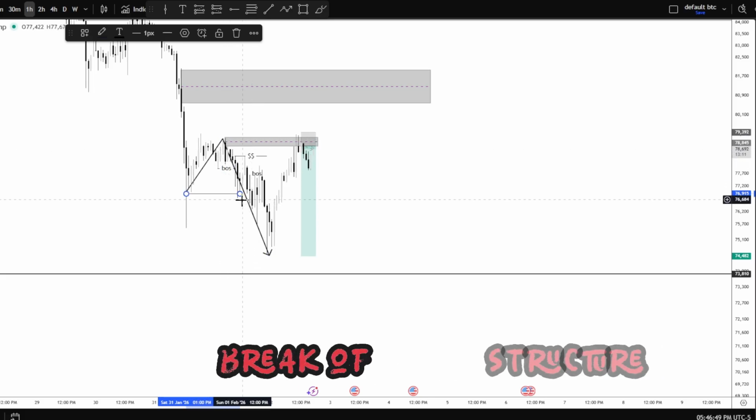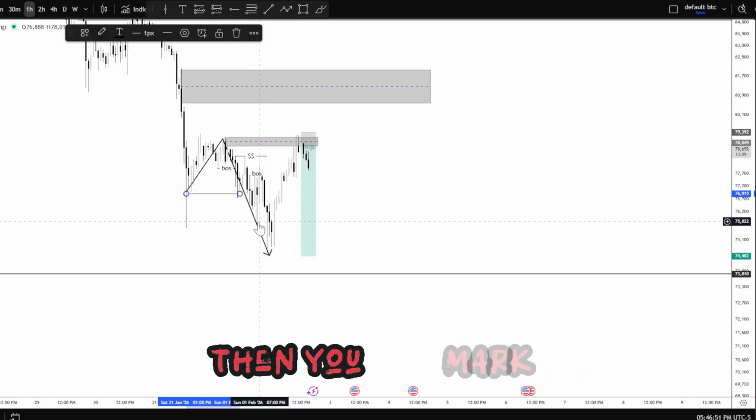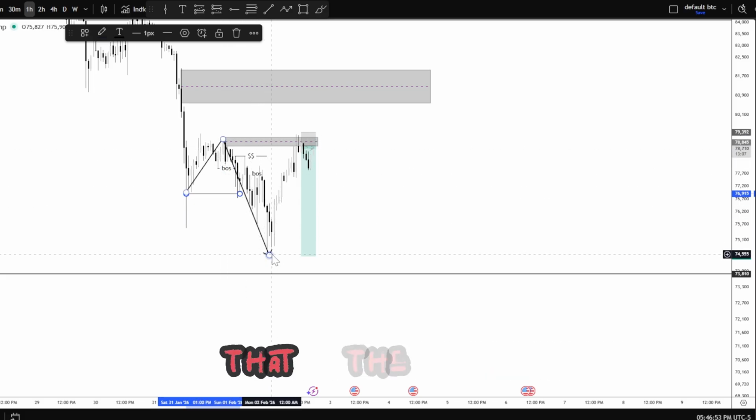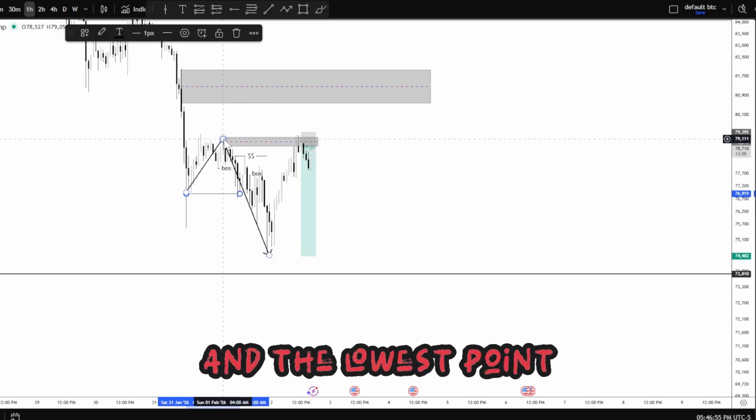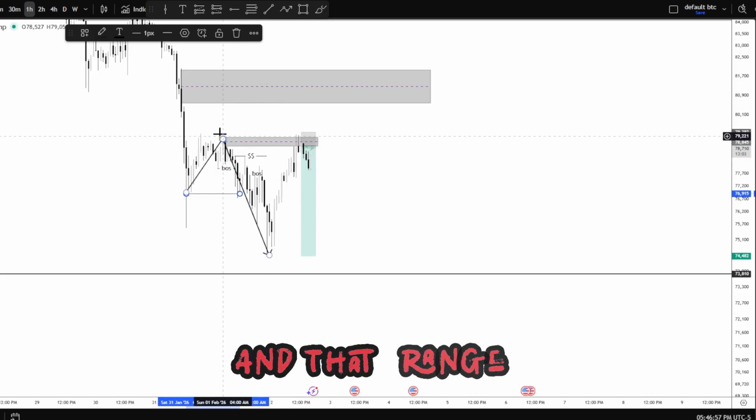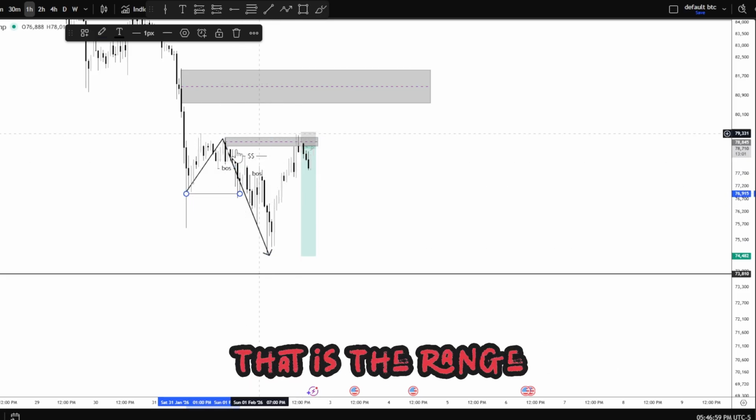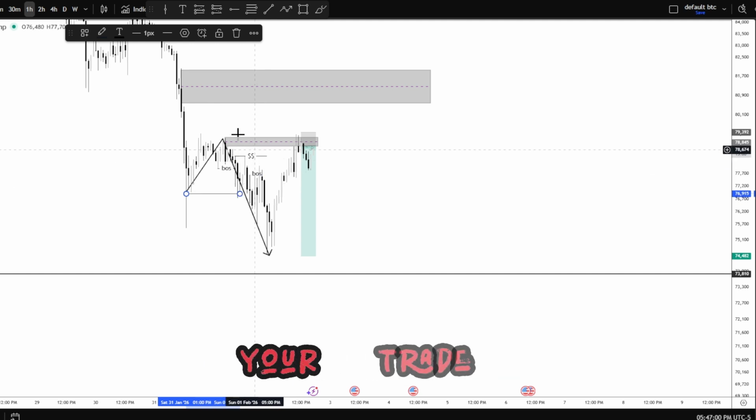Once we have a break of structure and the market starts reversing, you mark your daily range from the highest point that the market got to and the lowest point it started from, and that range is your daily range. That is the range that you are looking to take your trade from.